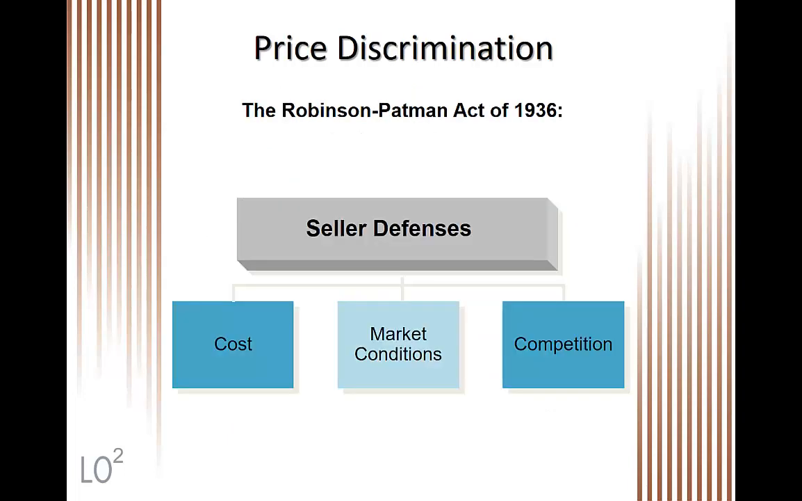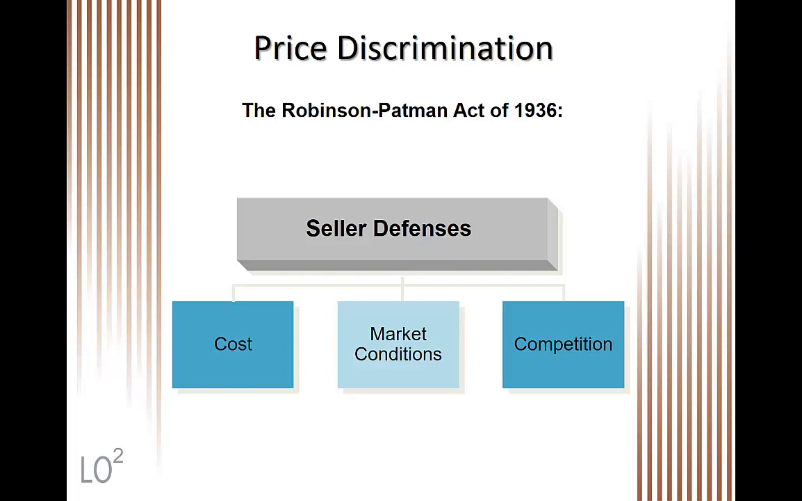The Robinson-Patman Act of 1936 provides 3 defenses for the seller charged with price discrimination. In each case, the burden is on the defendant to prove the defense. First is the cost. A firm can charge different prices to different customers if the price represents manufacturing or quantity discount savings. Second, market conditions.